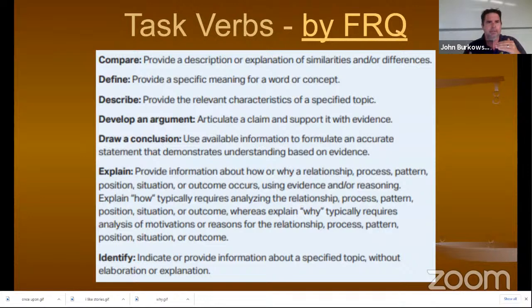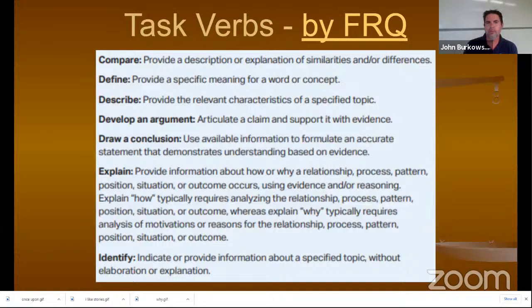Now we've got to describe. Describe and explain are really going to be your explicit tasks on the concept application FRQ. You will be seeing those words in part A, part B, part C. Now, just to give you a brief tease, you will also be identifying. You will have to do that as part of the task. It may not be explicitly asked, but you will be doing it as part of the process, especially to maximize those point potentials.